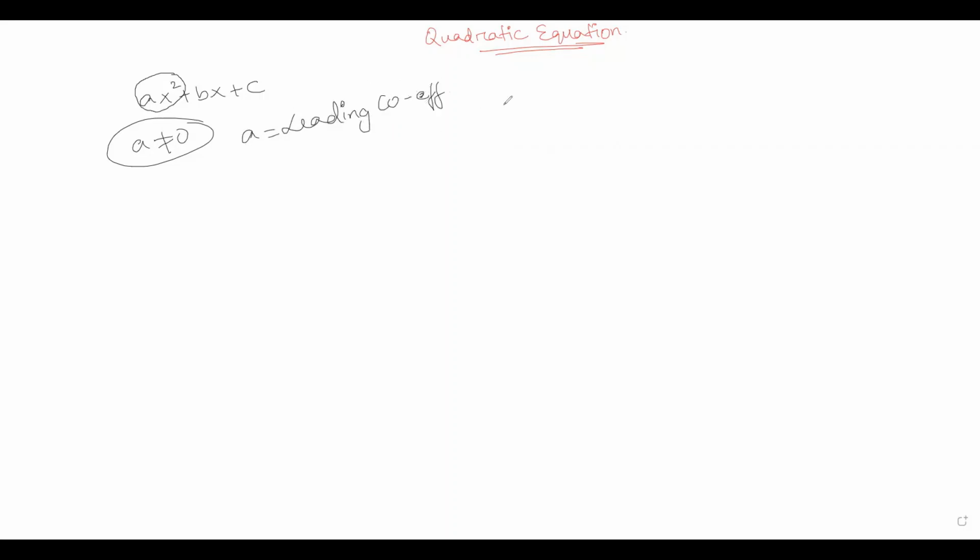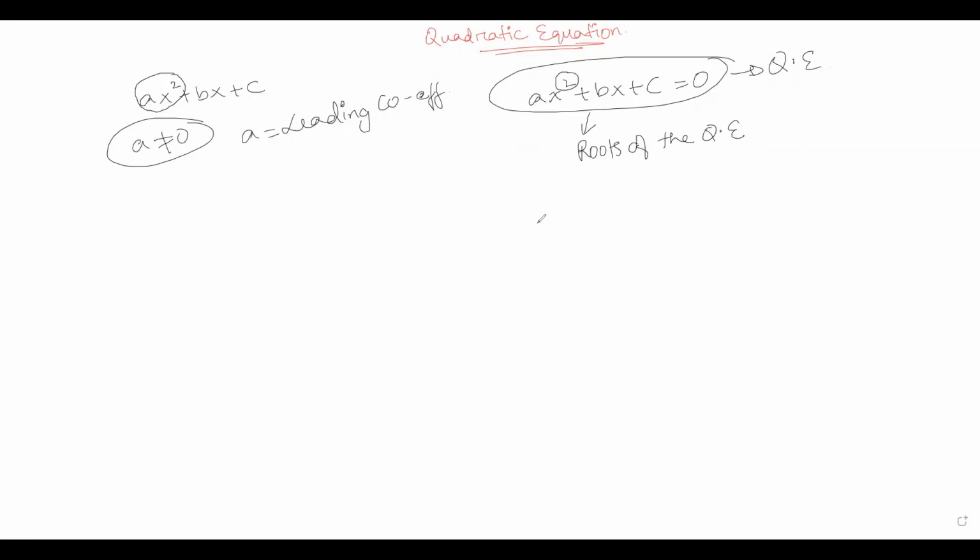Now, when this quadratic expression ax square plus bx plus c is equated to 0, then this becomes a quadratic equation. The highest power of the variable x here is 2, so there can be at max 2 values of x for which this equation would be equal to 0. Those 2 values of x are called the roots of the quadratic equation. Now, there are 2 ways by which we can find the roots of any quadratic equation. The first is the factorization method, and the second one is the formula method.